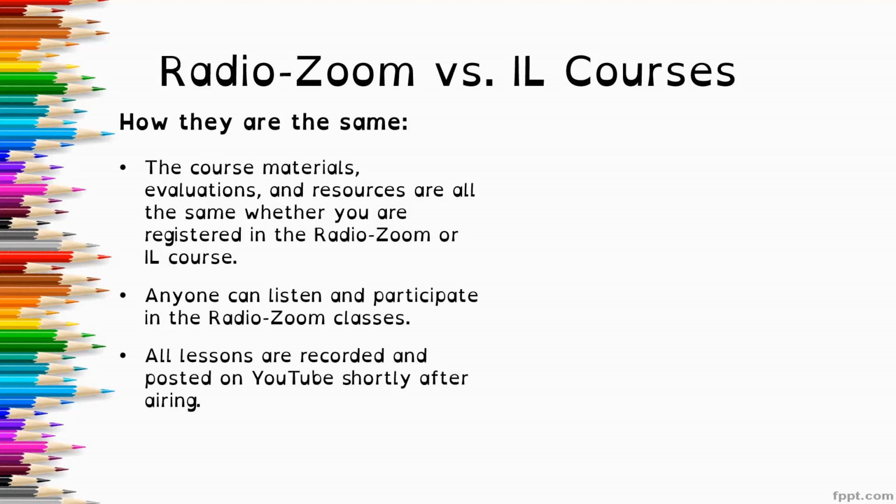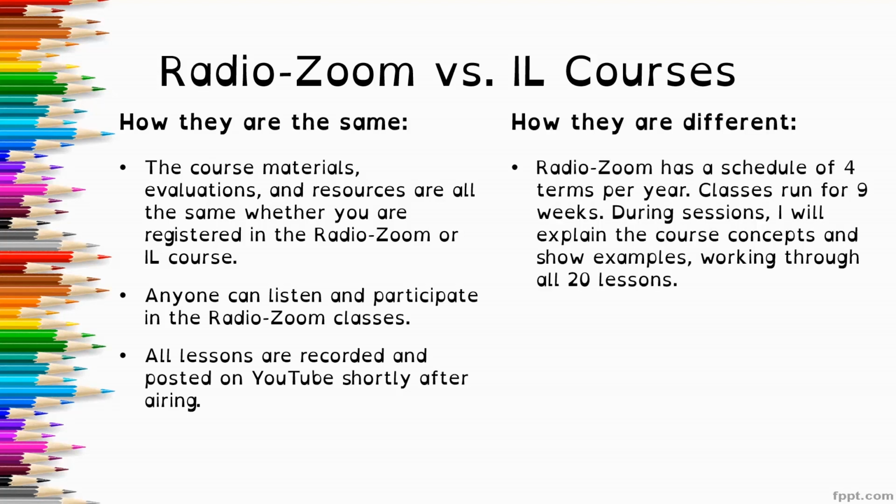And all of our lessons are recorded and posted onto YouTube shortly after airing. So this is something that everyone has access to, whichever version of the course you were registered in. So then how are they different? The Radio Zoom has a schedule of 4 terms per year, and the classes run for 9 weeks. So during sessions, I explain the course concepts and show examples working through all 20 lessons, but those are spread out over those 9 weeks, and we start at the beginning and work through the whole 20 lessons.